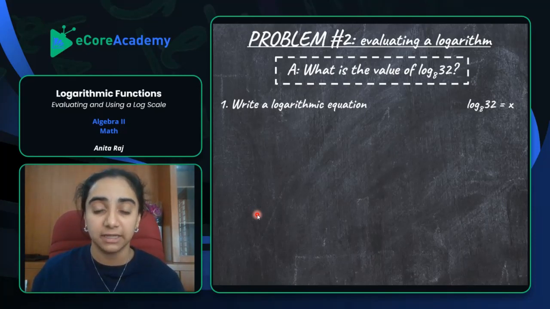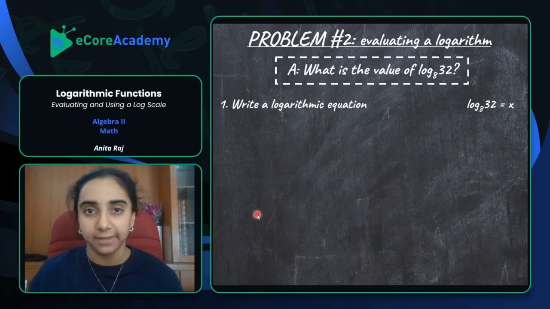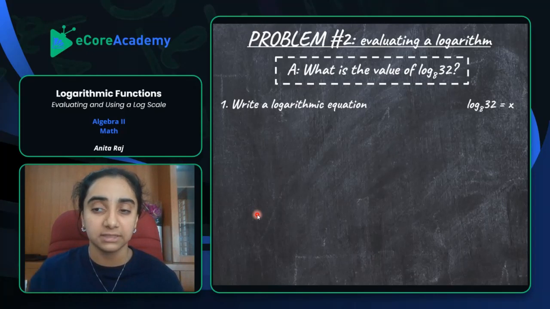So if we write this in exponential form, we're solving for the exponent given the base and the answer. So whatever the base is raised to, that's 32. The base in this case is 8, the answer is 32. We're trying to find x, which is the exponent. So we're going to write equals x.